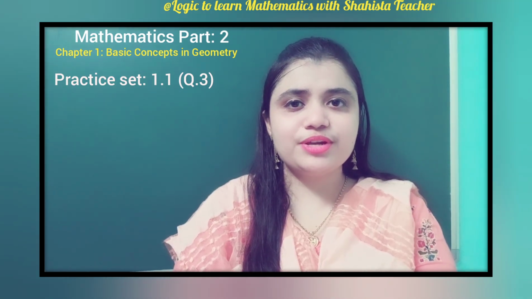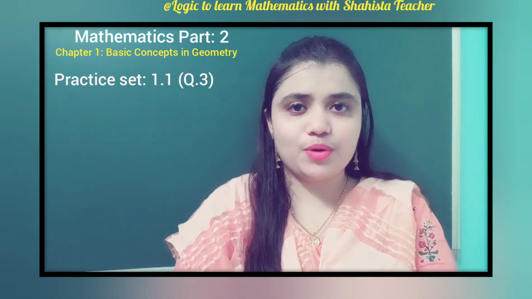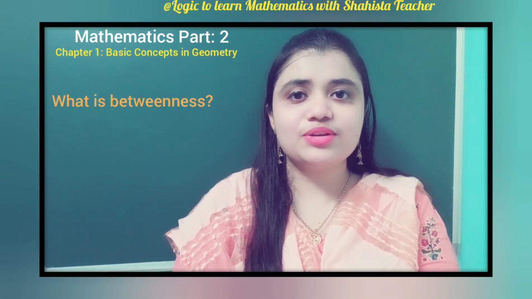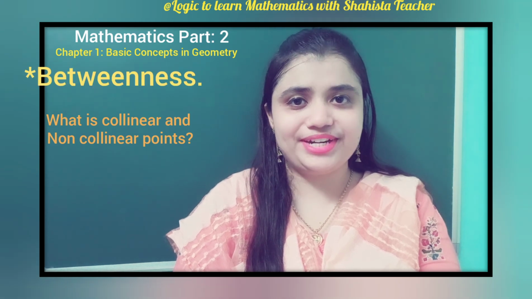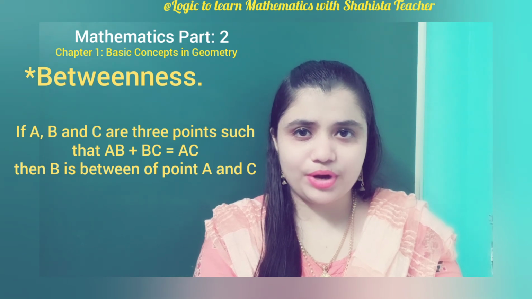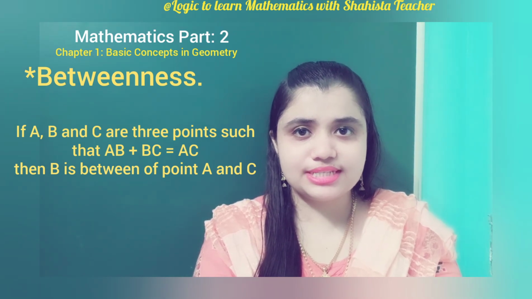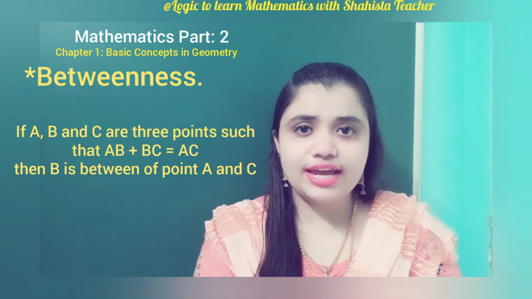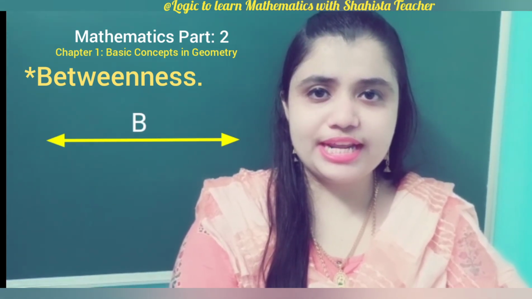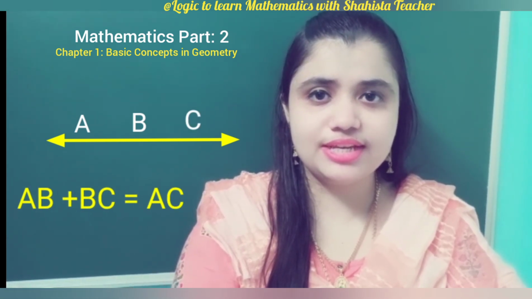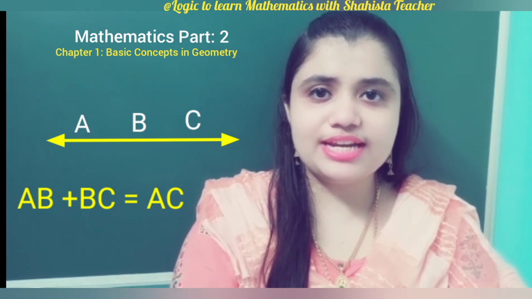Students, before solving question number 3, let's recall a few topics which I taught you before. Let us understand what is betweenness, and what are collinear and non-collinear points. Betweenness means if A, B and C are 3 points such that AB plus BC is equal to AC, then B is between A and C. That means the length of line AB plus the length of line BC will be equal to the length of line AC.